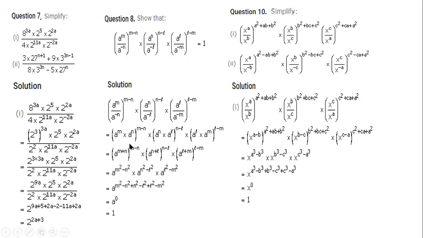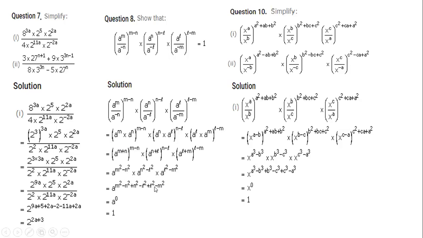Now bases are same, product is there, so we can rewrite this one as a power m plus n whole power m minus n, a power n plus l whole power n minus l, a power l plus m whole power l minus m. We can apply the power law here. That means a power m plus n into m minus n. This is the formula: a plus b into a minus b gives us a square minus b square. So m plus n into m minus n gives us m square minus n square. Similarly for this one, n square minus l square. For this, l square minus m square.